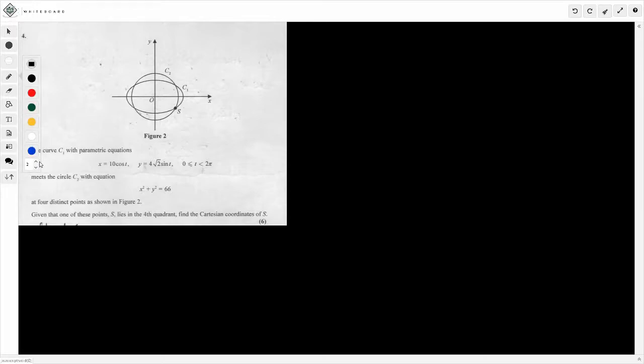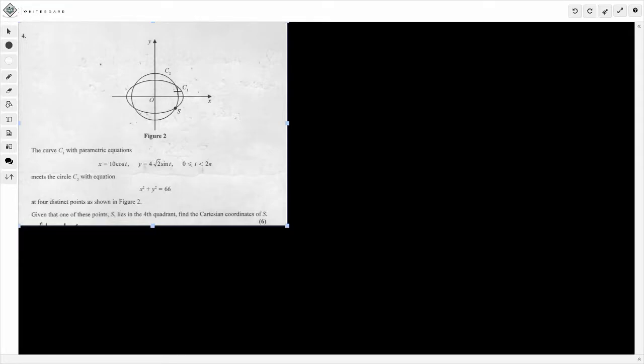So, I actually quite like this question, it's quite an interesting question. And we're just going to take it slow, take it step by step, and let's break it down. So we know x is equal to 10 cos t, and y is equal to 4 root 2 sin t.